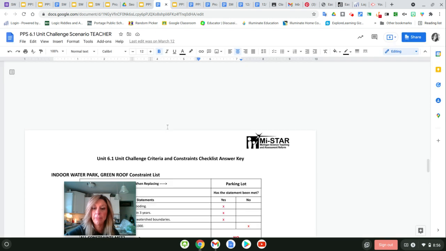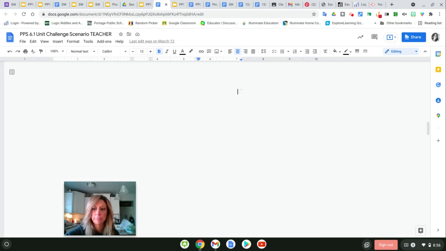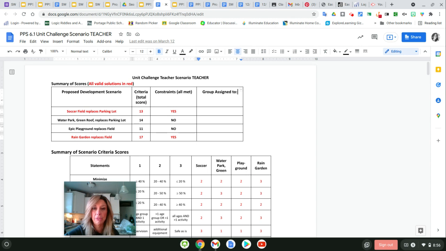All right, so I just have a general review at the top here of what the scores probably ended up being. Might be off one or two, but I think these are the scores. So the soccer field replacing a parking lot. Remember, we have two sides to the stream, parking lot and field. The soccer field was proposed to replace the parking lot side. That got a total score of 14 for criteria. Yes, it met all of the constraints.